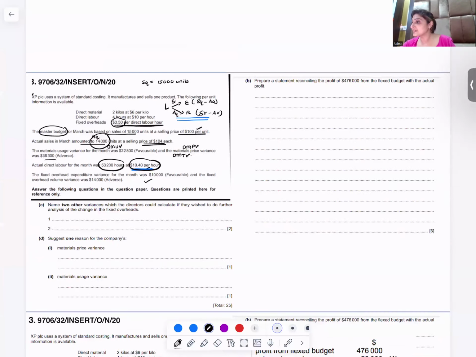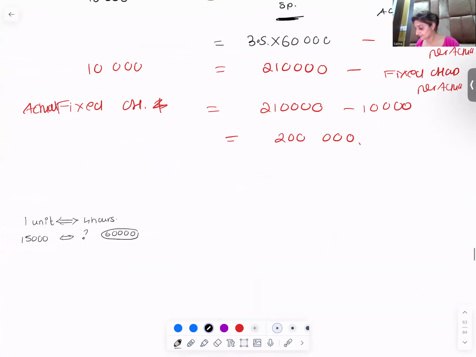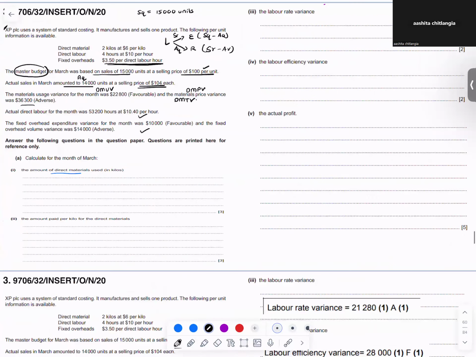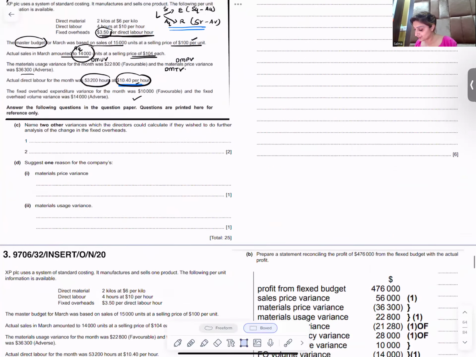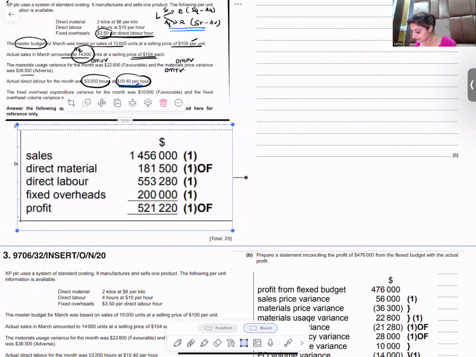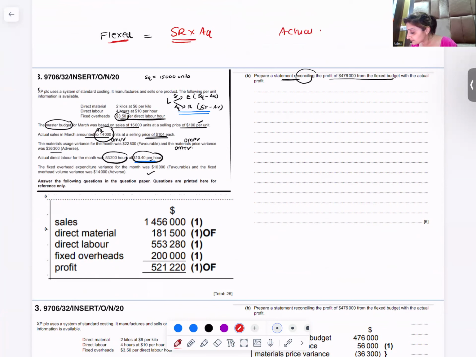Now, what have they asked us? They have asked us to prepare a statement to reconcile the profit of 476,000 from the flexed budget. What is a flex budget? Flex budget is like standard rate into actual quantity. So the flex budget takes into consideration the standard rate into actual quantity. So they want to reconcile the profit from the flexed budget with the actual profit.